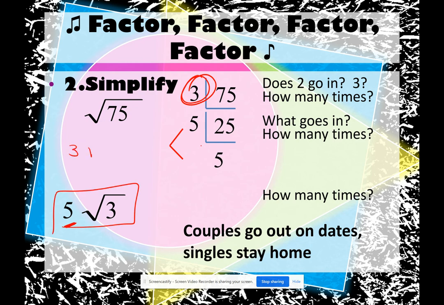Now, if you wanted to do it this way, you could see that this 3 is not a square, so it stays on the inside. The square root and the square cancel. Writing it as the square root of 3 times 5 is really not the proper way of writing it. We always put the number without the square root first, and then the square root. So it's 5 root 3. Okay, so let's try a bigger number.